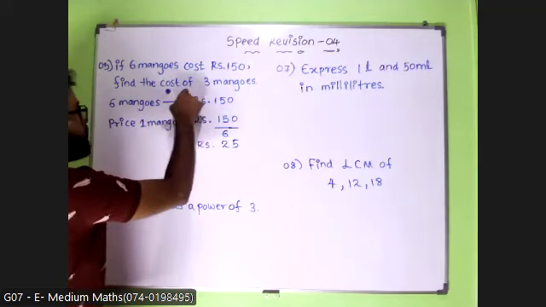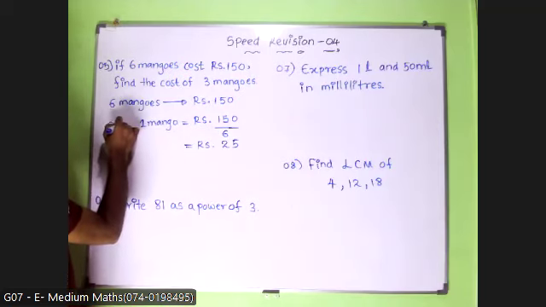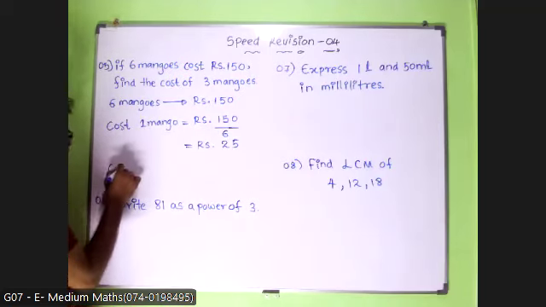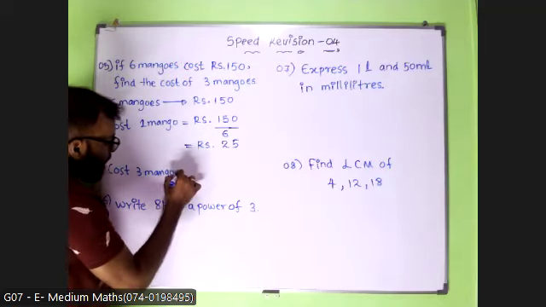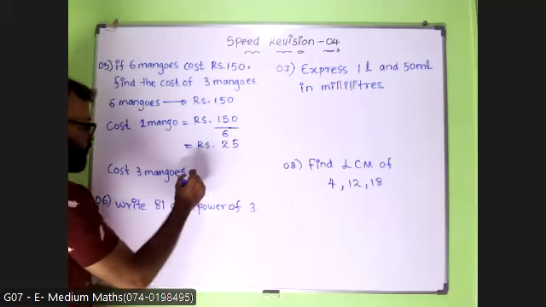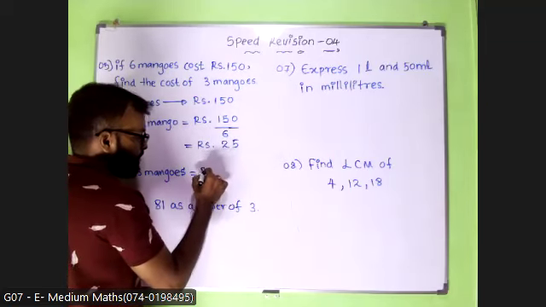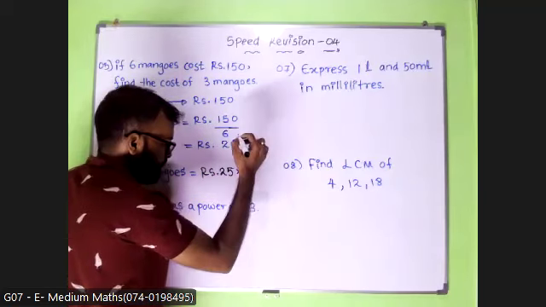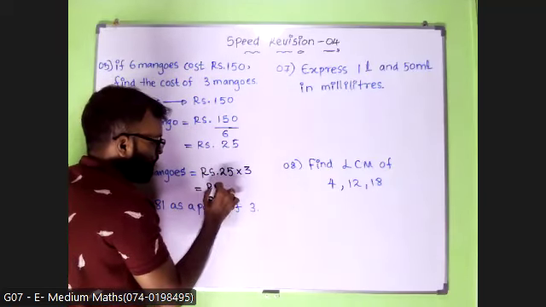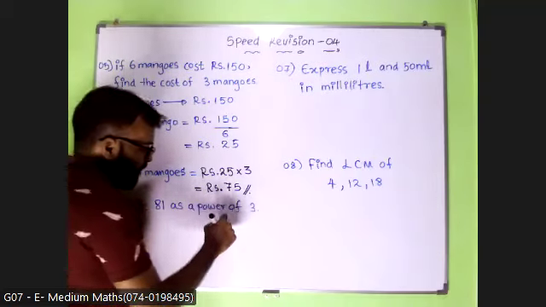Then find the cost of 3 mangoes, right? Cost of one mango, now cost of 3 mangoes. How do you find this? One mango is 25 rupees. You are going to multiply this by 3. Right? 3 times 25, 75 rupees.